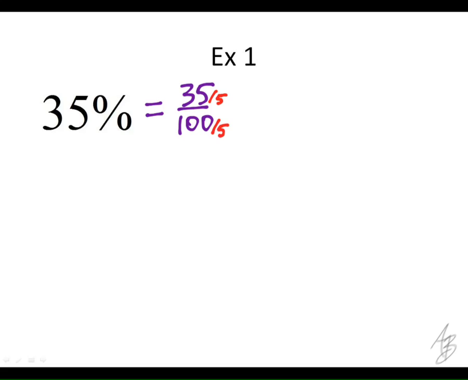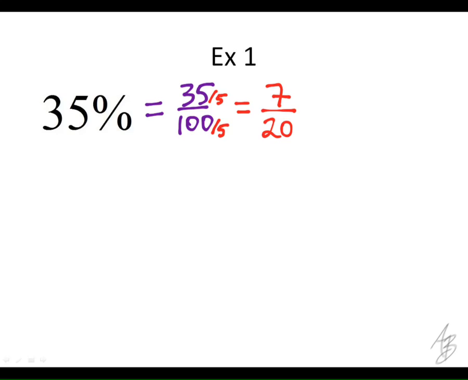So what is 35 divided by 5? 7. What is 100 divided by 5? 20. Okay, now I've reduced once. I need to make sure I can't reduce again. Again, I'm only going to be able to reduce by 2 or 5. If I can't reduce by one of those, I don't have to do anything.